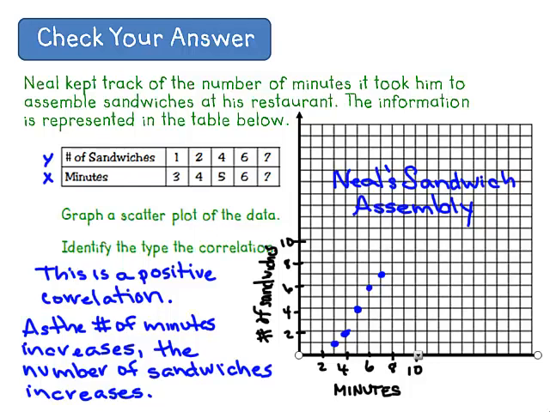Make sure that you labeled your axes, you gave your graph a title. It doesn't have to be the same as mine. And then when I asked you to identify the type of correlation, you should have seen that this was a positive correlation, because as the number of minutes increases, the number of sandwiches also increases. So you see a positive or an increase trend. How did you do?